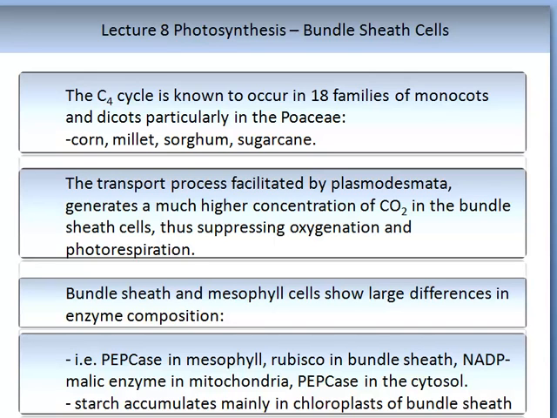The bundle sheath and the mesophyll cells show large differences in enzyme composition. For example, PEPCK in the mesophyll, Rubisco in the bundle sheath, NADP malic enzyme in the mitochondria, and PEPCase in the cytosol. Starch accumulates mainly in the chloroplasts of the bundle sheath.